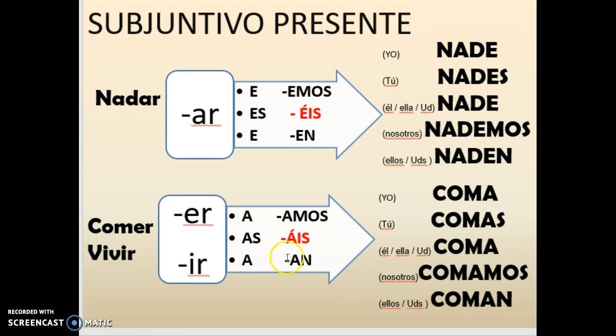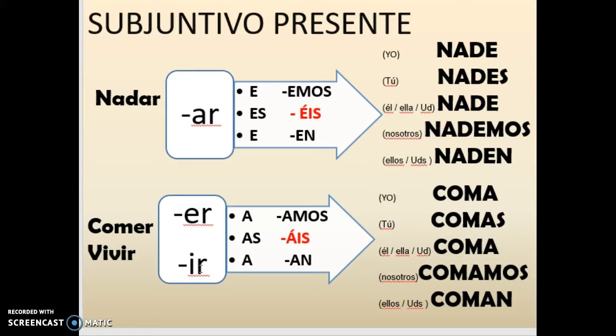If it helps you again, here are the endings for the subjuntivo in the present tense. Es, emos, en, a, as, a, amos, an. Remember your AR endings. Here are the endings for the subjunctive in the present tense. Here's ER, IR, and the endings. This is for present tense subjunctive, AR, ER, IR.